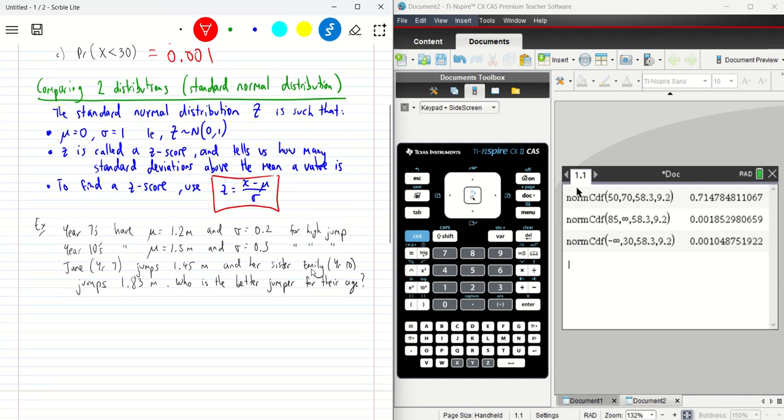Now, just the last thing in this video I want to have a look at is how do you compare two distributions? Okay, so I'll just jump straight down to the example down there because this will help explain what we're talking about here.